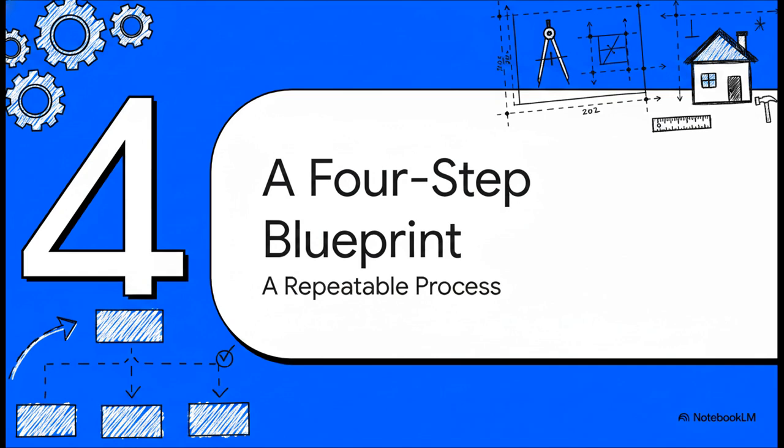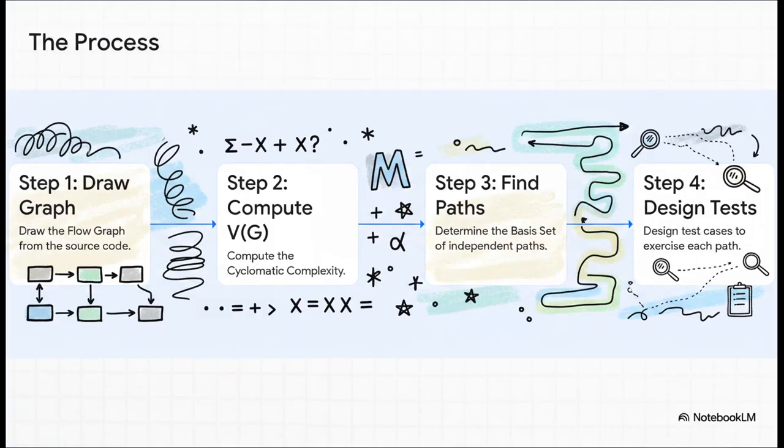All right, now that we've got the theory down, let's put it all together into a practical 4-step process that you can literally take and apply directly to your own projects. Here it is, your 4-step blueprint for totally thorough testing. First, you map your code by drawing its flow graph. Second, calculate that magic number, your cyclomatic complexity. Third, you identify that exact number of unique, independent paths. And finally, you design a specific test case that forces execution down each and every one of those paths.